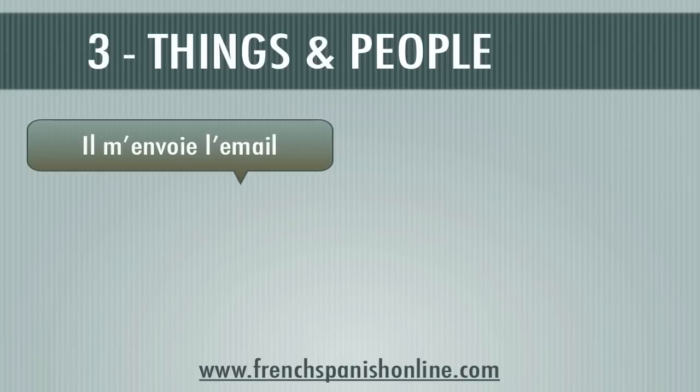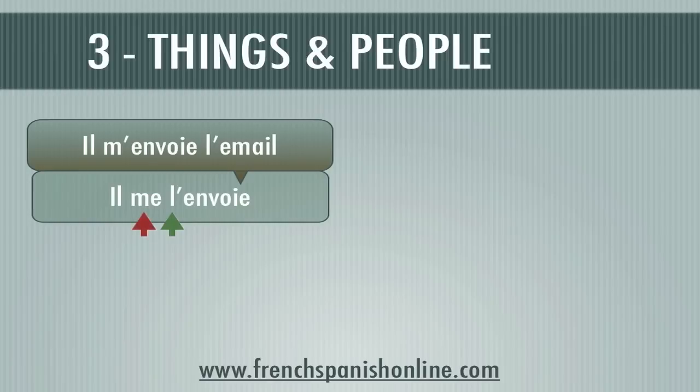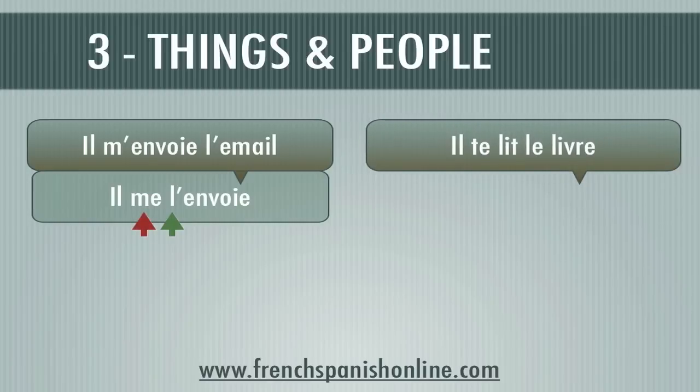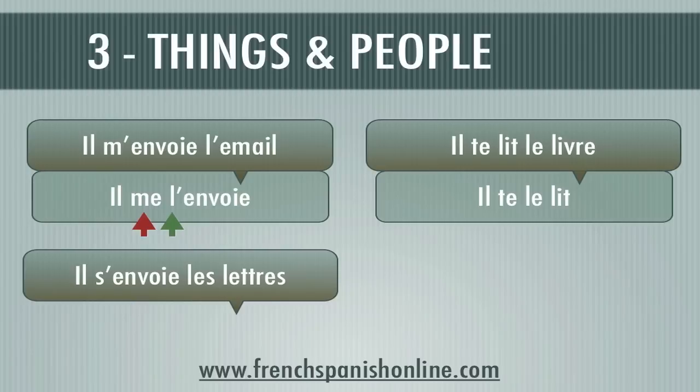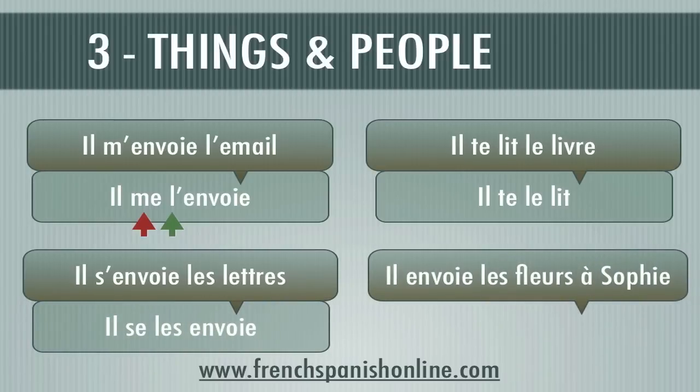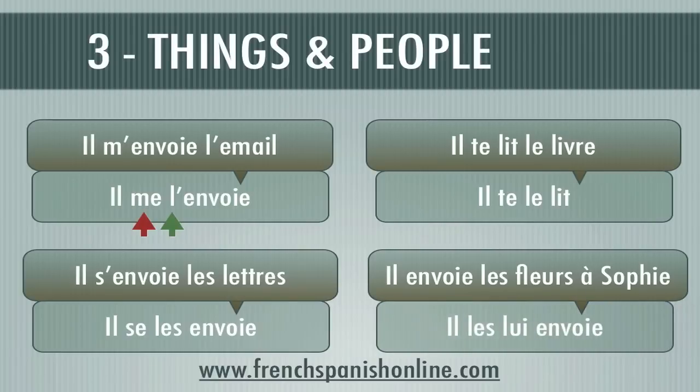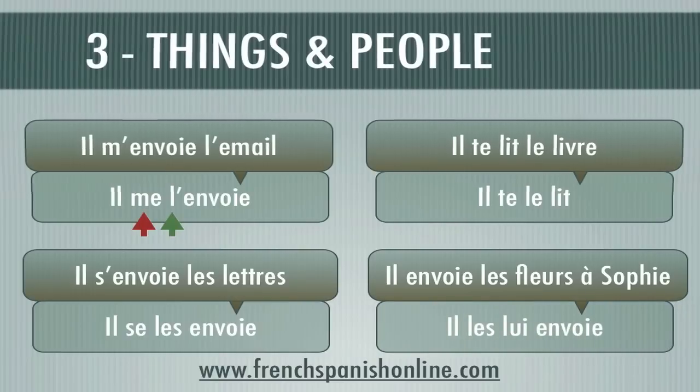Il m'envoie l'email. Il me l'envoie. Here, as you can see, the L apostrophe, so the direct object, is after the indirect one. It's a case for me, te, nous, and vous. Il te lit le livre. Il te le lit. Il s'envoie les lettres, for reflexive form. Il se les envoie. And remember that for the third person, it's the opposite. Il envoie les fleurs à Sophie. Il les lui envoie. Don't ask me why. It's like that in French.